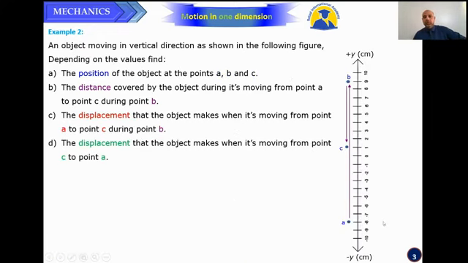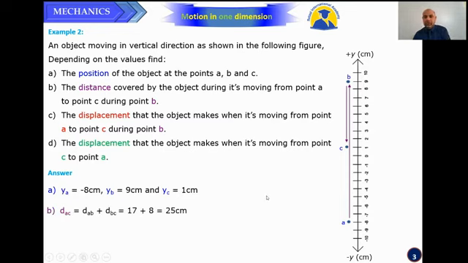Now in this example, the object is moving in the y-axis, and we need to find the position of the object at the points A, B, C. So here, yA equals minus 8 centimeters, the unit is centimeter. yB is 9 centimeters, yC is 1 centimeter. The distance covered by the object during its moving from point A to point C during point B: the distance from A to B plus from B to C will equal, from minus 8 to 9 is 17, from 9 to 1 is 8, so the total will be 25 centimeters.